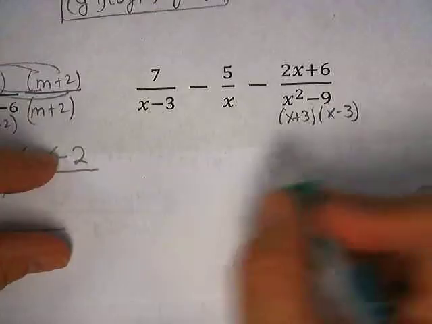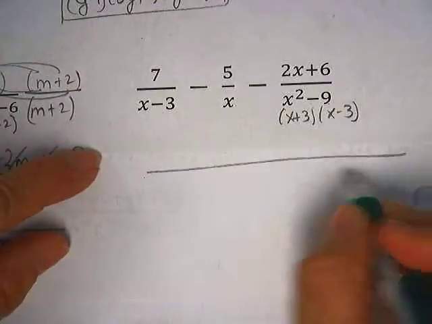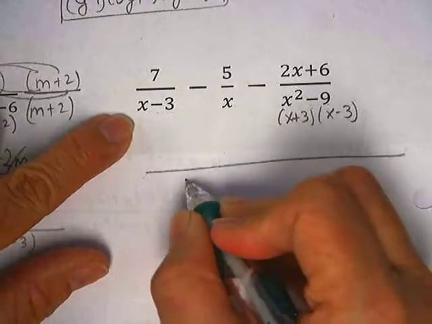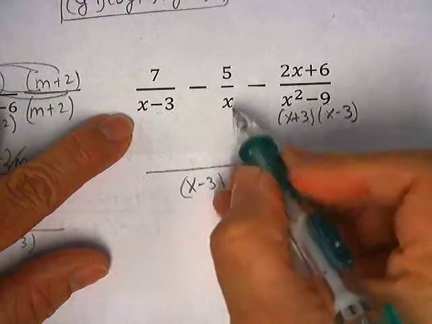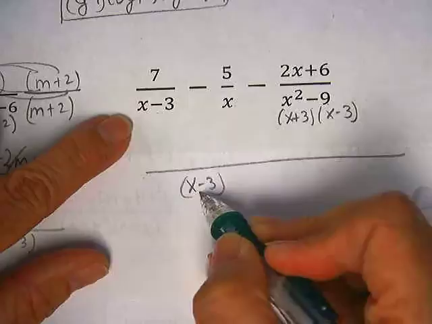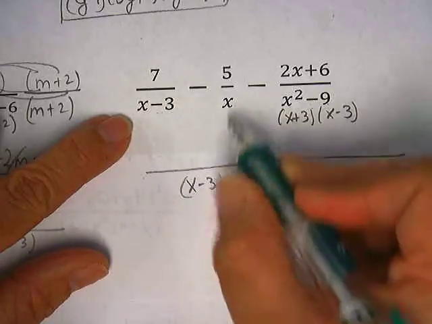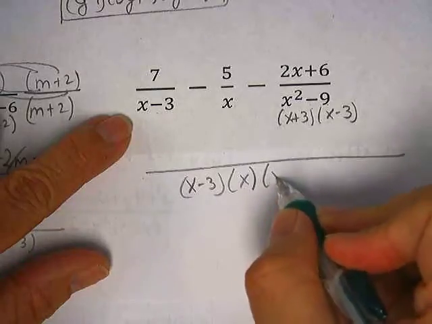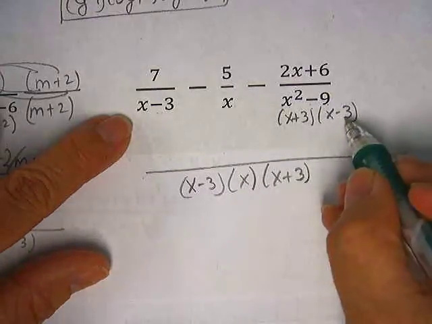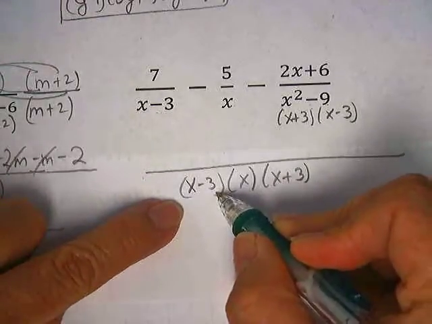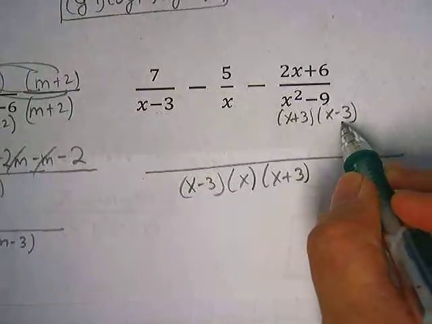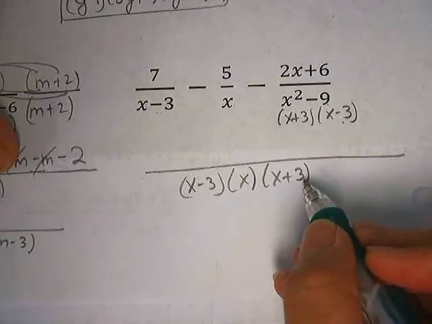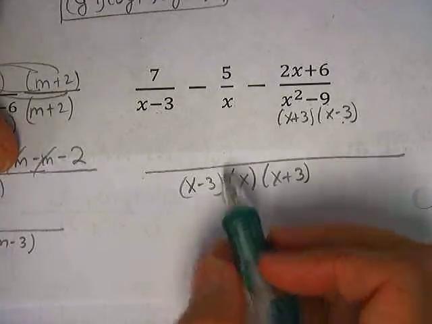Okay, so now we need to figure out what our lowest common denominator is. And I'm just going to write it down here for the sake of room. I need to have an x minus 3 in it. I need to have an x. Now this x is different than the x in here, so I need to include an x. I need an x plus 3 and an x minus 3. Now I already have the x minus 3, so I don't need to put that in again. So again, we need all the unique factors from each denominator.